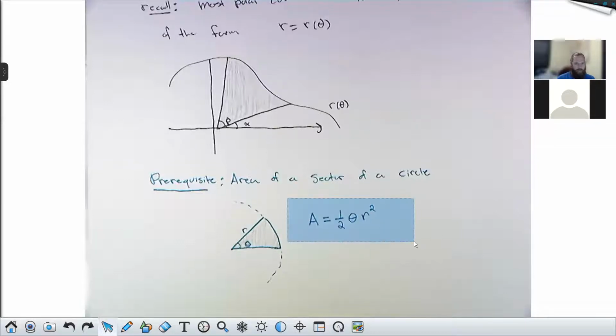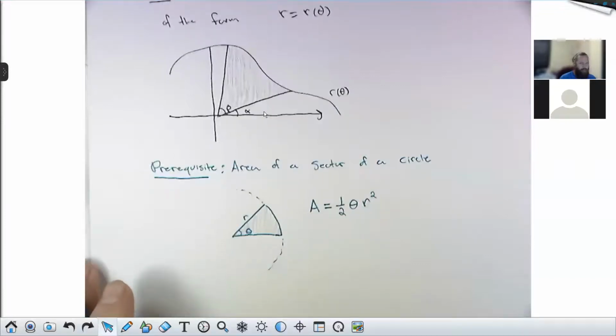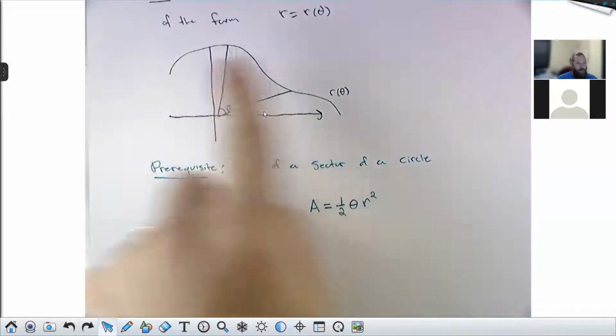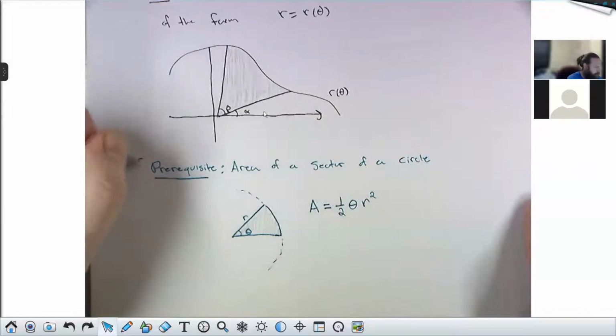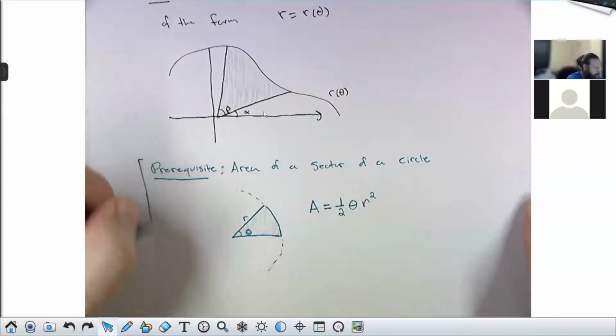So we're going to use this and chop this area up here into a bunch of little slivers, and each one of those slivers we're going to approximate as a sector of a circle. All right. So this is kind of where we're going to go. I'm going to redraw this picture on the next page, only larger, and I'll show you how we get there. So with this prerequisite out of the way, let me lay out the setup.